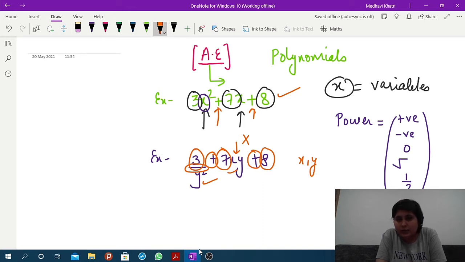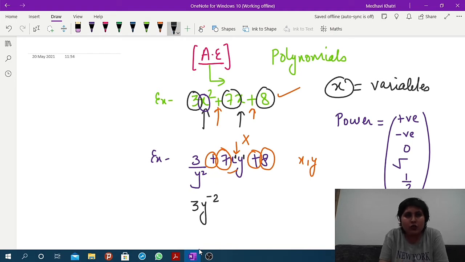In this algebraic expression, x will have a positive 1 power, y will also have a positive 1 power, but here that is 3 upon y square. Now when we put this y square in the numerator part, this power will be changed from +2 to -2. So here we can see that in the case of an algebraic expression, the variables can take any power, positive, negative, 0, a root, a fraction or anything. Any number can be taken as a power in an algebraic expression.